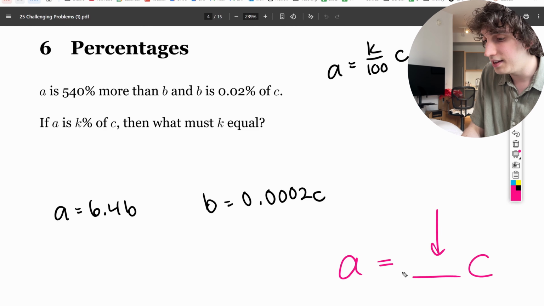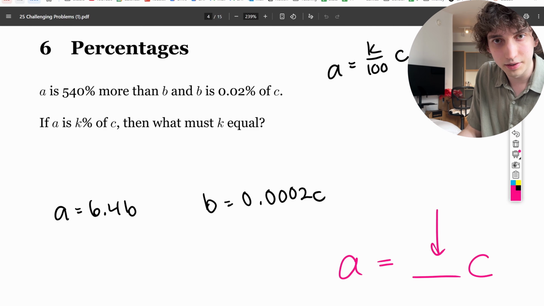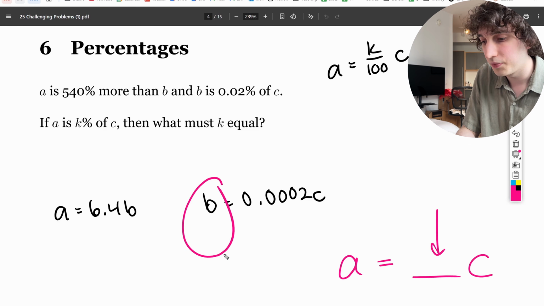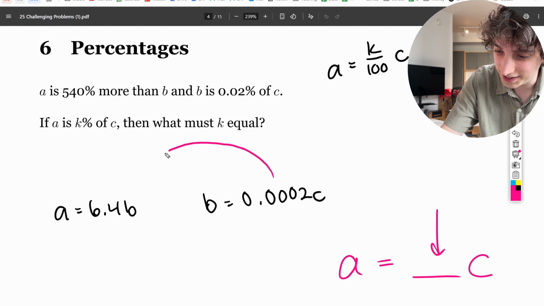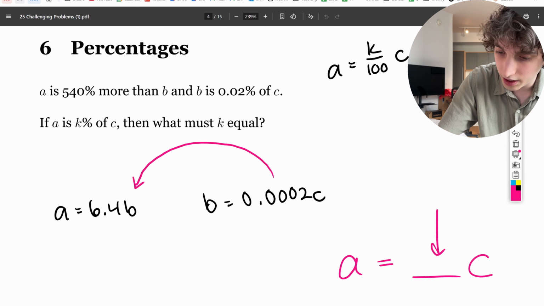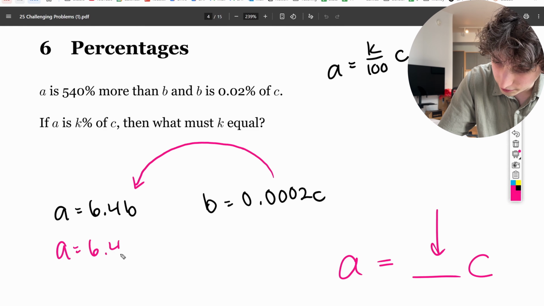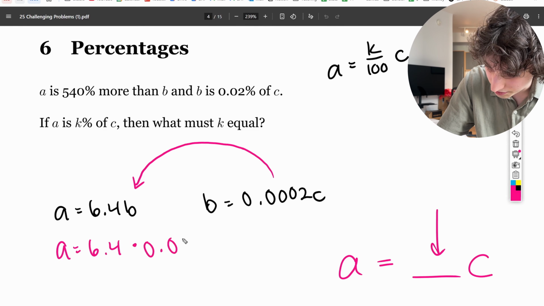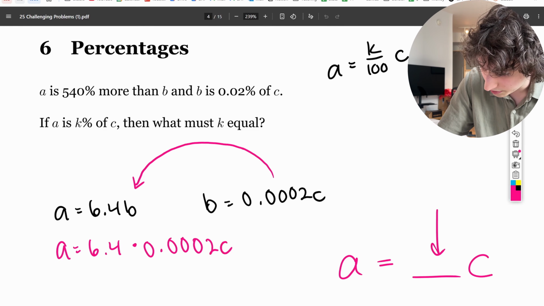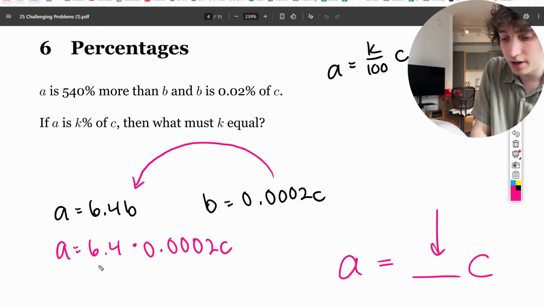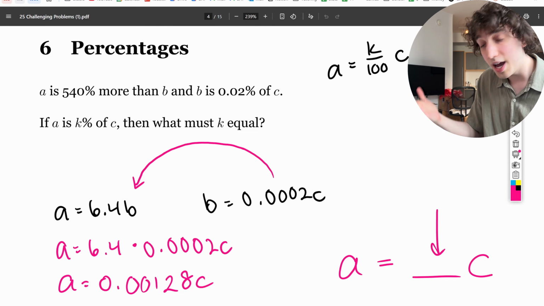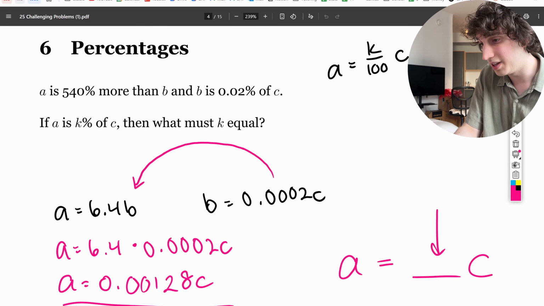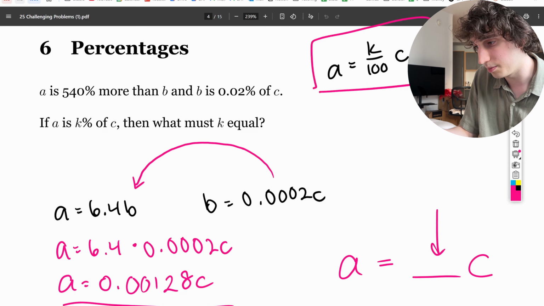Well, if we want A equals something times C, which constant do we need to eliminate? B, right? And we can eliminate B by substituting 0.0002 C in for this B. So we get A equals 6.4 times 0.0002 C. Then I can pull out my TI-84 and do this multiplication, and I get A equals 0.00128 C.